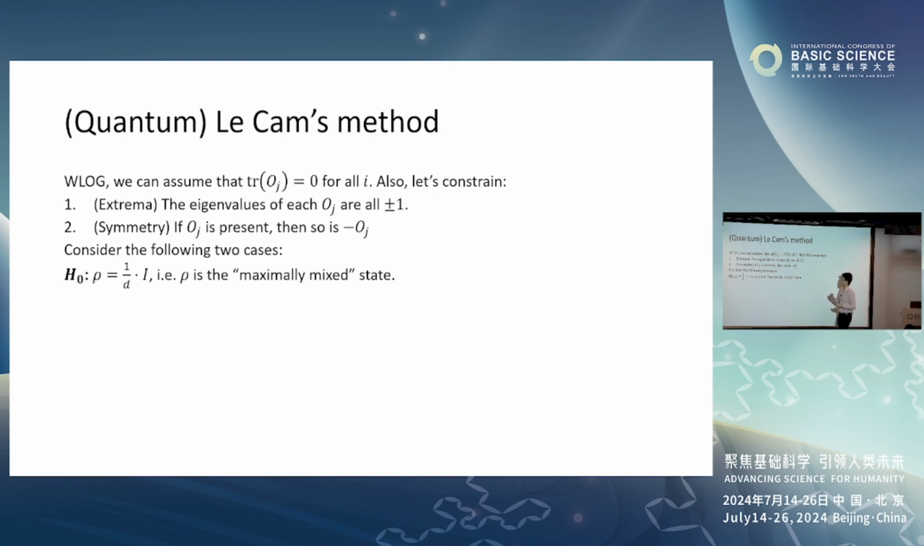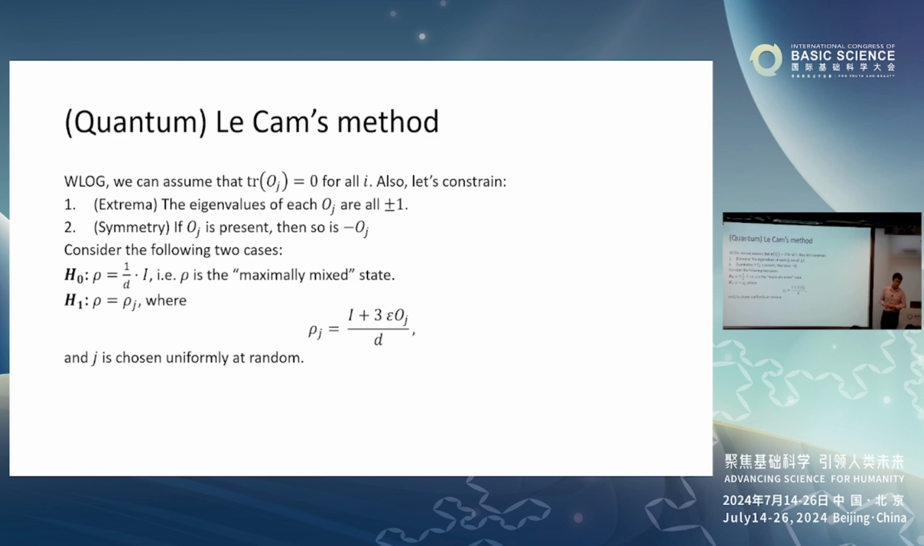In the null hypothesis, rho is just the maximally mixed state, which is 1 over d times the identity matrix. In the second case, rho is equal to one of these rho sub j's, where rho sub j is the maximally mixed state plus some perturbation, 3 epsilon O_j over d, where I choose j uniformly at random. So this is some distribution over random states.